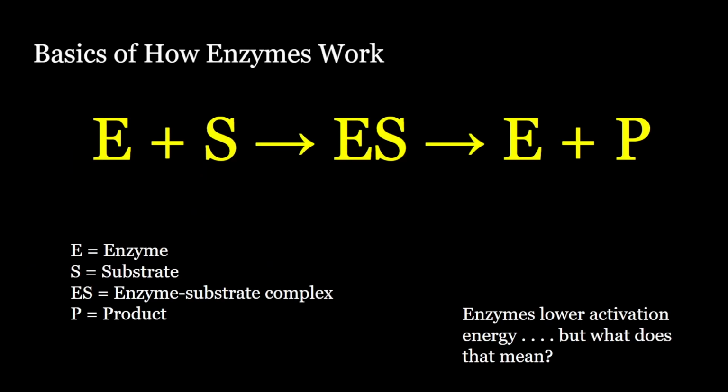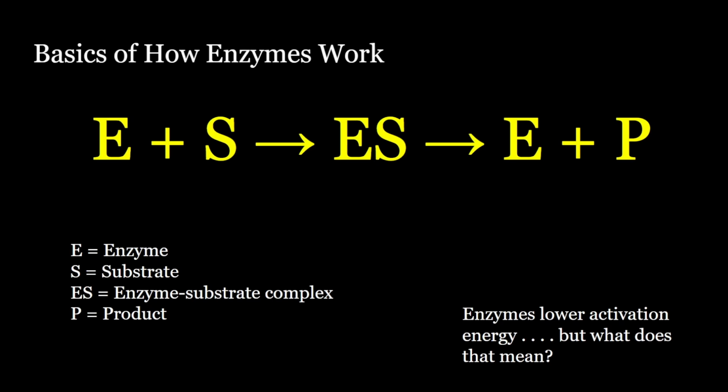Enzymes follow a simple sequence. The enzyme E binds to the substrate S, the molecule that the enzyme acts on, to form the enzyme substrate complex ES. The reaction occurs and the enzyme releases the product P. So E plus S goes to ES goes to E plus P. The enzyme is unchanged, so it can be used again.